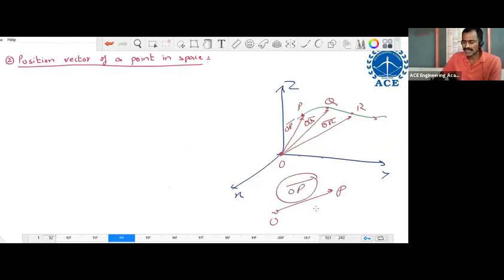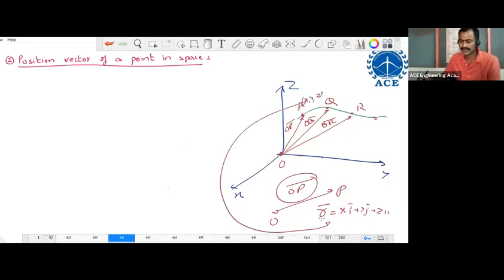In general, it is denoted by small letter r bar and defined as x i bar plus y j bar plus z k bar, for the position x, y, z. So in space, we consider two points, one as a fixed point and the other as a variable, moving point. The fixed point is taken as the reference point, in general the origin. The vector from origin to that position is called the position vector of a point in space, denoted by r bar and defined like this.